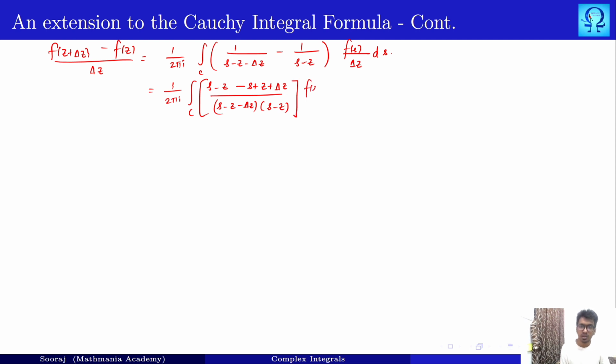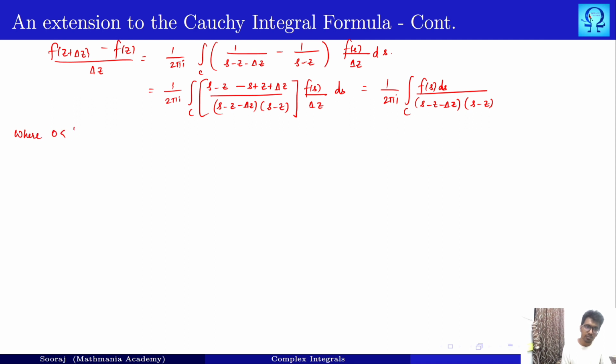Okay, and then f of s delta z ds. In the numerator we'll be left with only delta z, and that can be cancelled with this delta z, and this is 1 upon 2 pi i integral over C f of s ds upon (s minus z minus delta z) multiplied with (s minus z). So this is what we have, and here delta z is a smaller quantity than d.